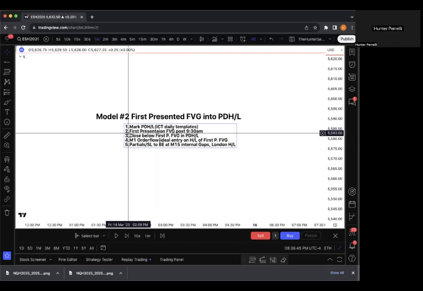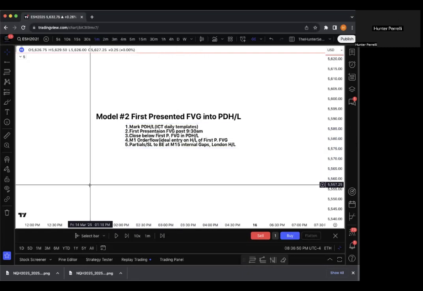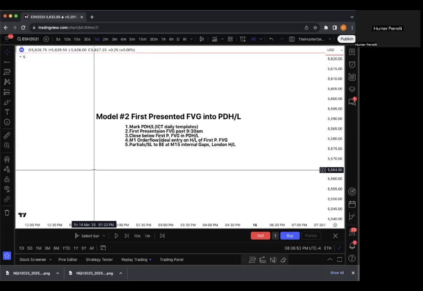We're going to be looking for the first presentation fair value gap after 9:30. This is a minute one gap. It cannot be 9:30. This is all ICT's concepts and his principles, so all credit goes out to him for this.